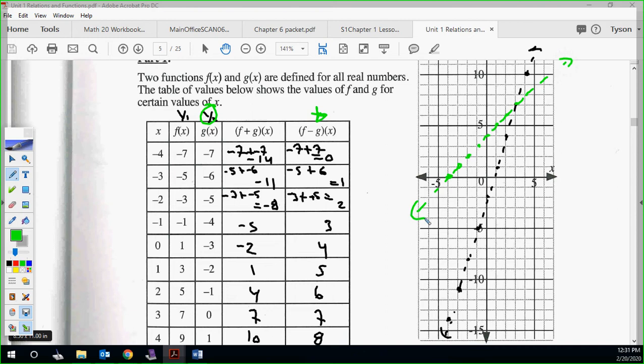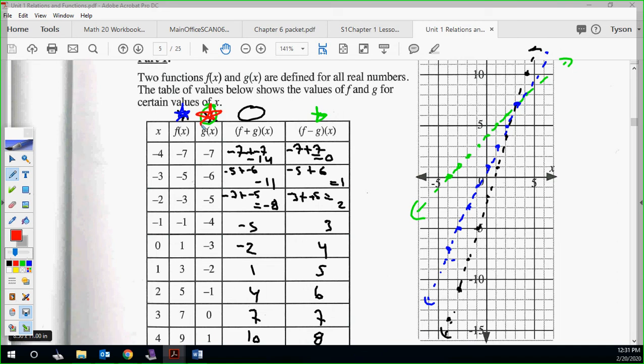We just did f minus g, and I'll turn it back to black here, and that's this one. They went ahead and graphed all the types though, so let's do the original. That's blue, so (-4, -7). It's going up by 2 every time. So that goes through there. And let's go ahead and do the last one here in red.